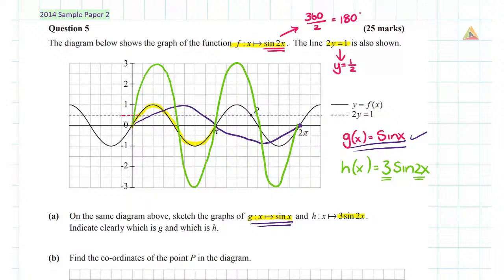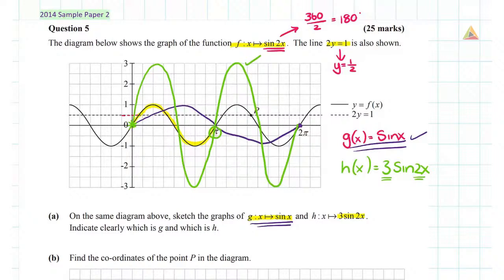It's not exactly accurate, but what we're looking for is, number 1, it starts here at 0, 0. Number 2, it repeats itself after pi. And number 3, the amplitude up here is stretched to 3 and minus 3, or your range is stretched to 3 and minus 3.